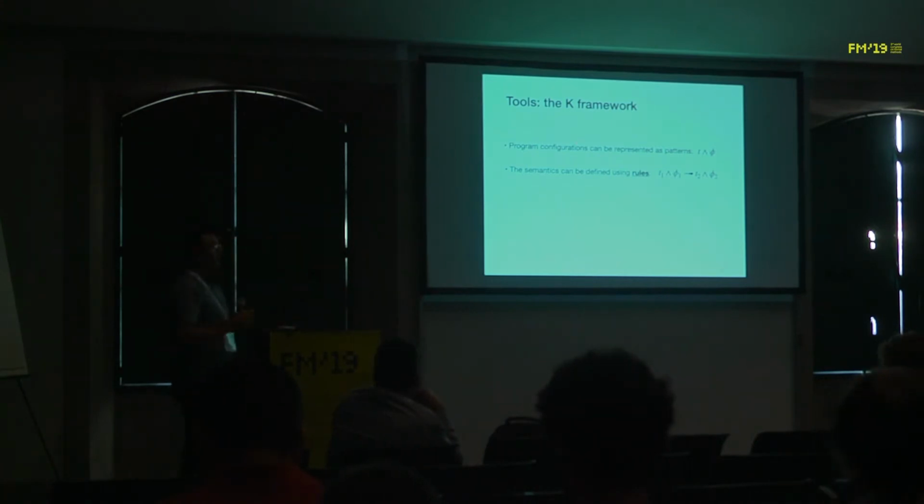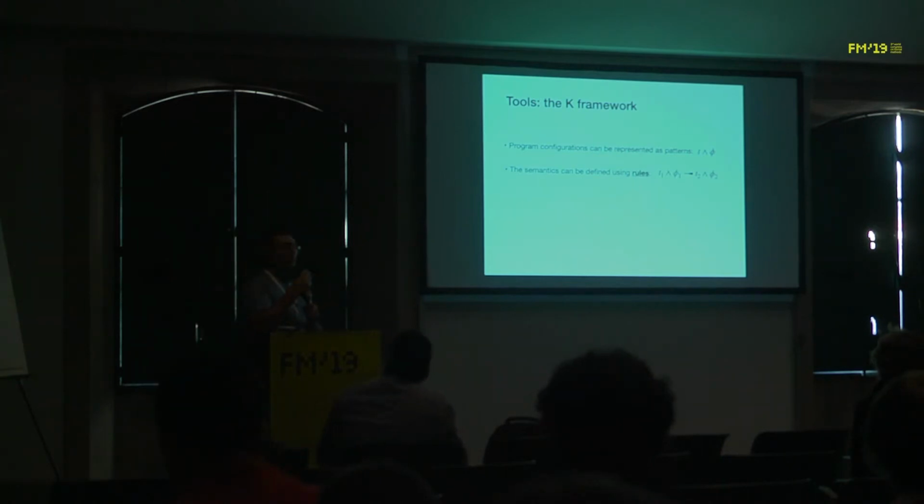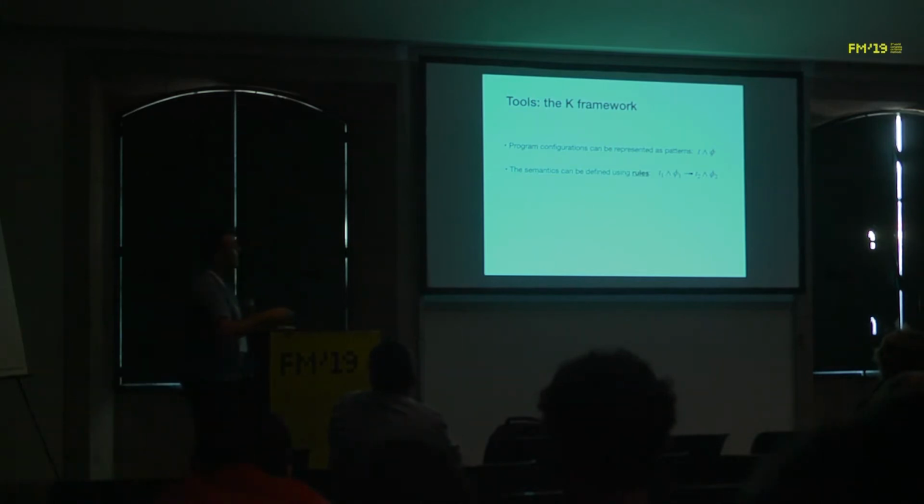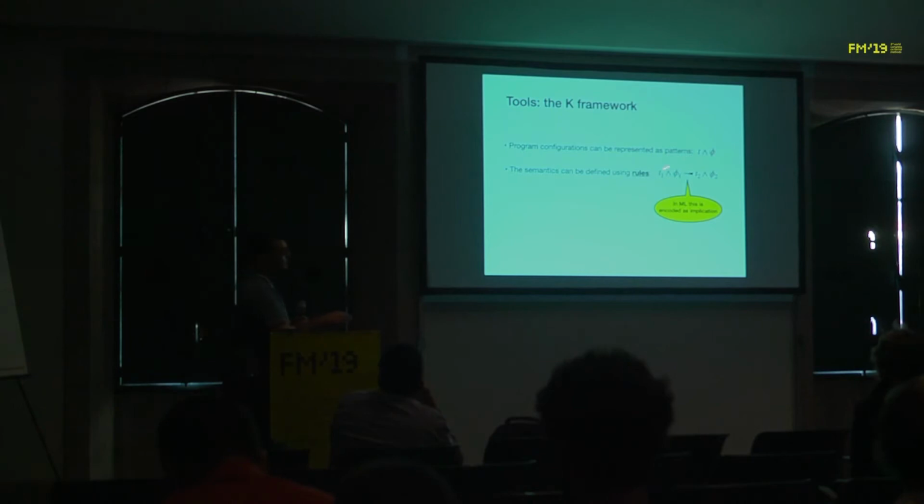So this framework allows you to define languages. And how does this work? You have to specify some kind of program configuration which holds all the things that you need to run your program, like, I don't know, heap, or whatever ingredients you need in there. These program configurations in matching logic can be represented as patterns. Now, semantics in K is given using rewrite rules, and in matching logic, these rules can be encoded as implications. So this is the connection between the two.